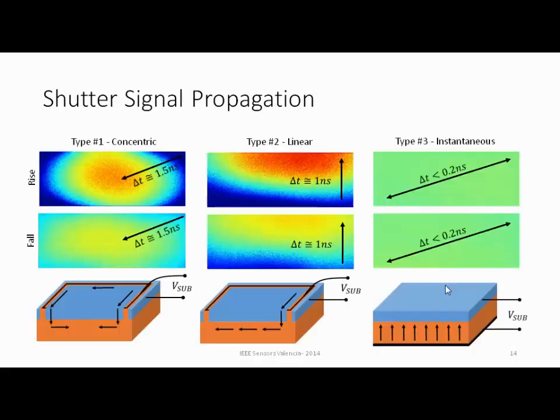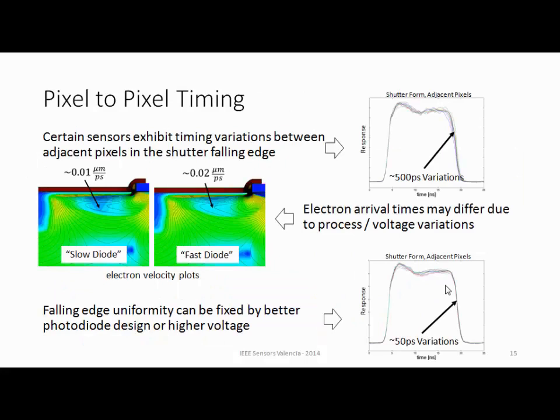Okay, these are some results that show the uniformity of the propagation of the shutter. We measured different sensors, so we see sometimes concentric propagation, sometimes linear propagation, and in some cases where the shutter is driven uniformly before entering the silicon, we can get a completely instantaneous response from the entire array, with under 200 picosecond difference.